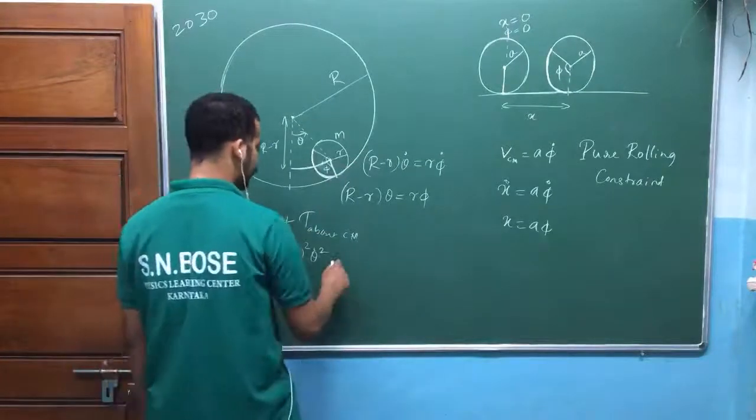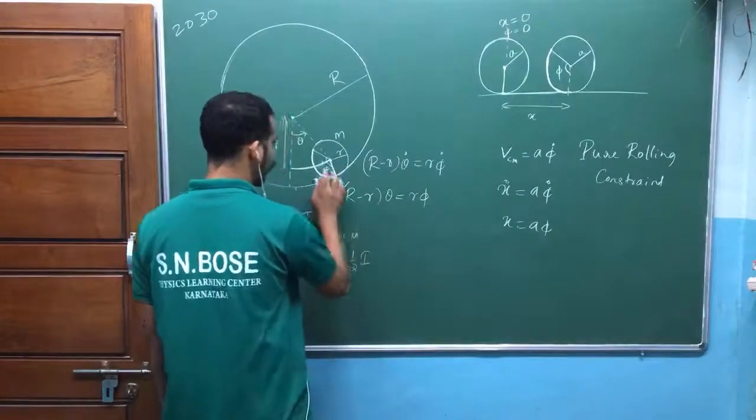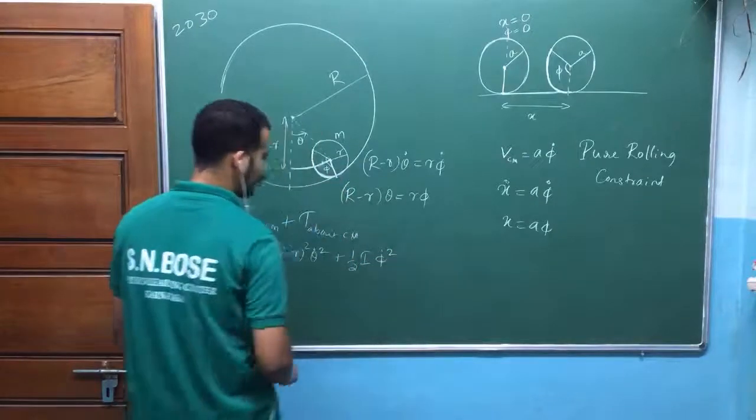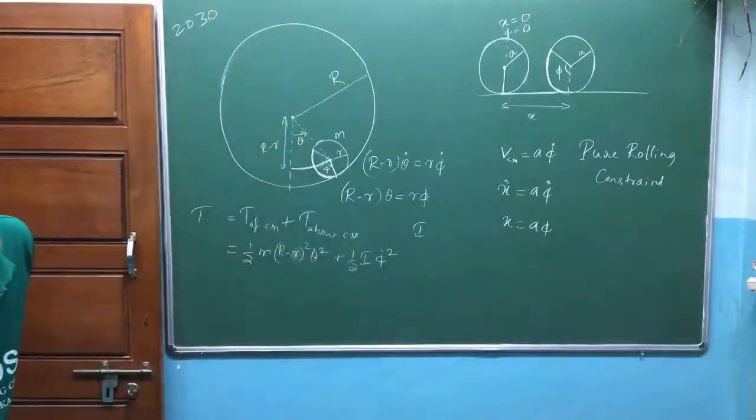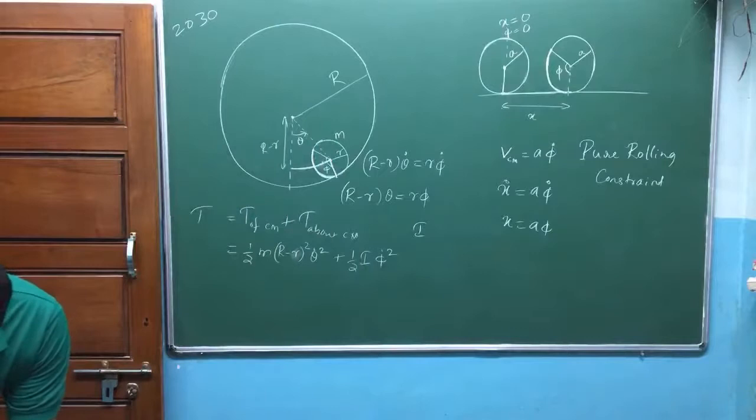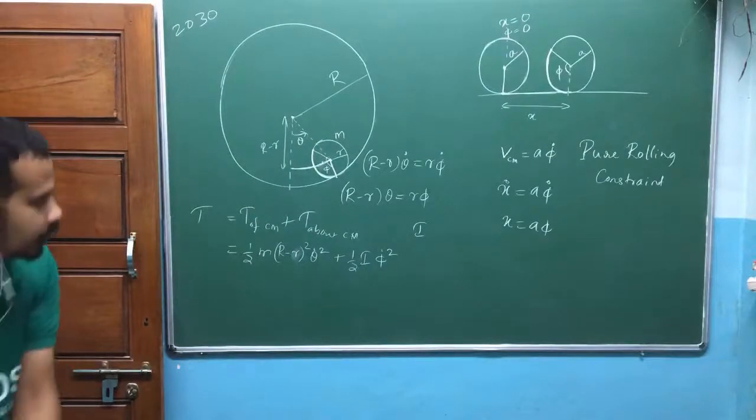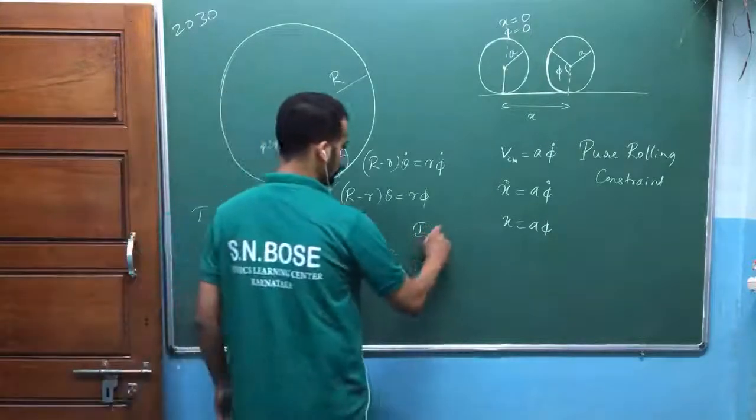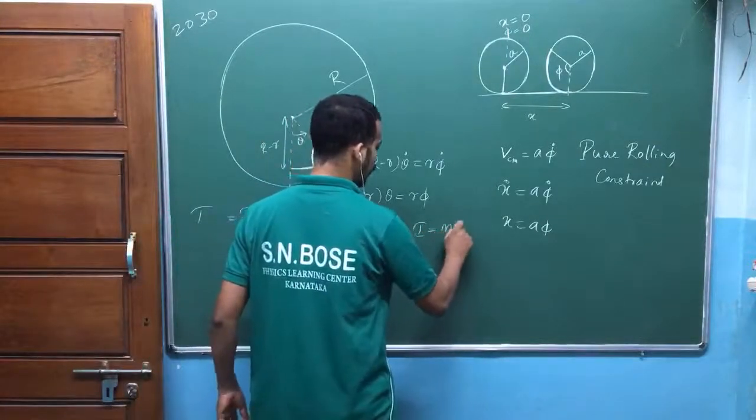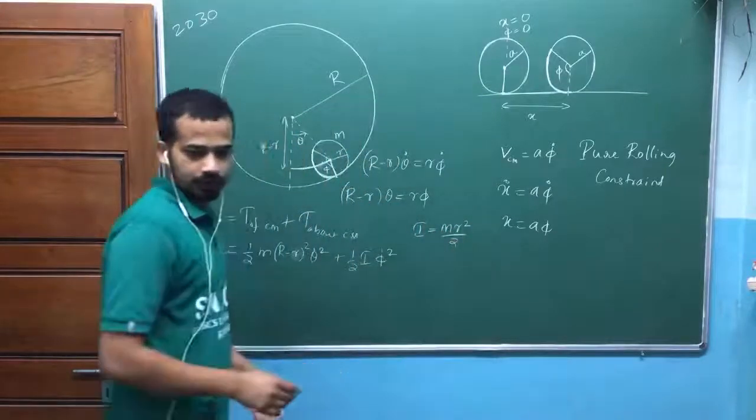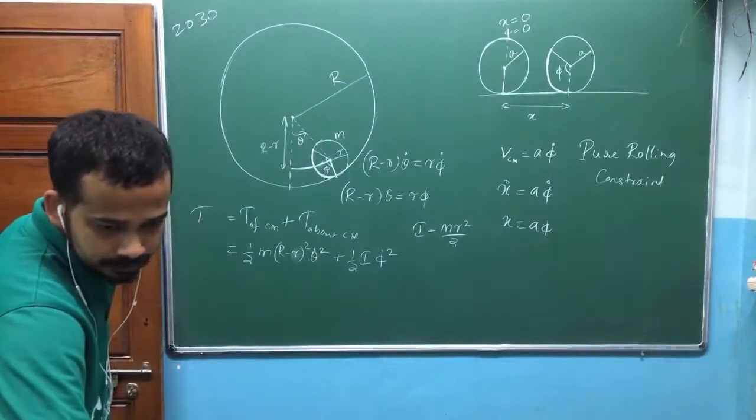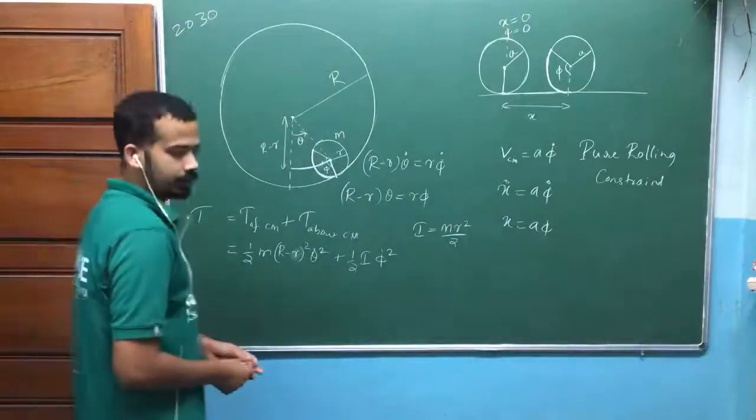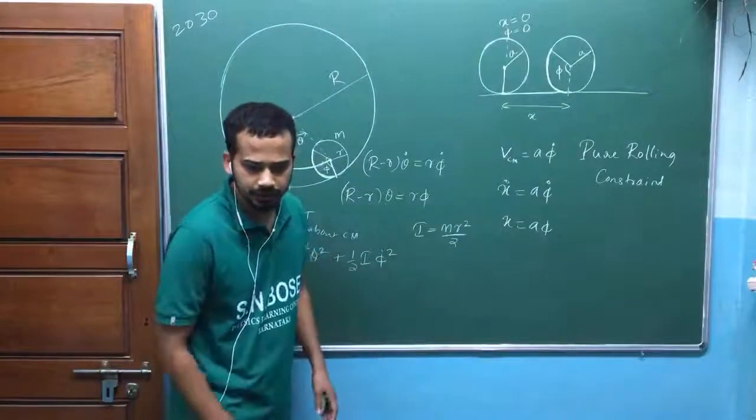Kinetic energy about center of mass is equal to half I into phi dot square, where I is the moment of inertia of the solid cylinder. I think he has taken a solid cylinder. Am I right? Anyone comment? Solid homogeneous cylinder of small radius. That's correct. So its moment of inertia is m r square by 2. Am I right or not? Somebody on Google Meet quickly comment. Moment of inertia. Can you hear me?